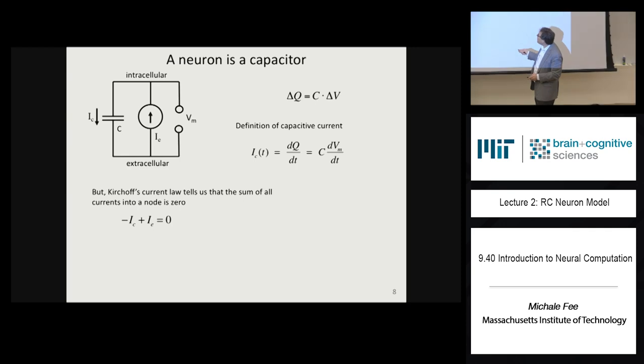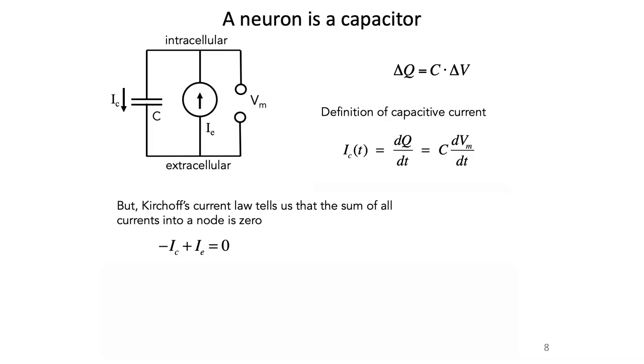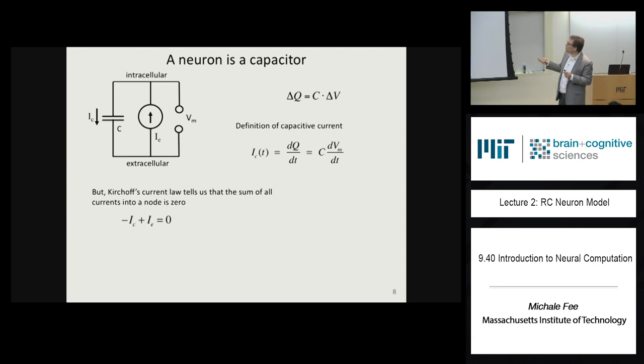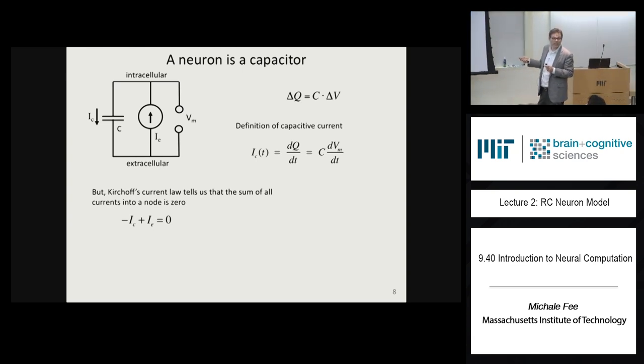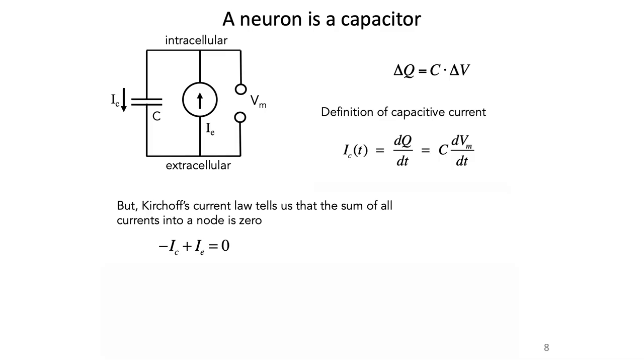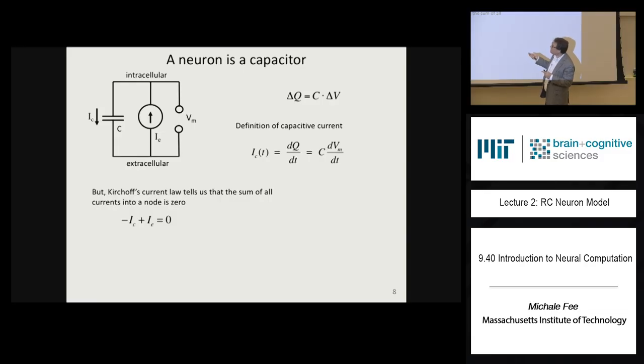Now what we're going to do is relate the injected current to the capacitor. And what does Kirchhoff's current law tell us? It tells us that the amount of current going into this wire has to be equal to the amount of current leaving that wire. Okay, so we can write that down as follows. The difference in sign here is because the electrode current is defined as positive inward, the capacitive current is defined as positive outward.